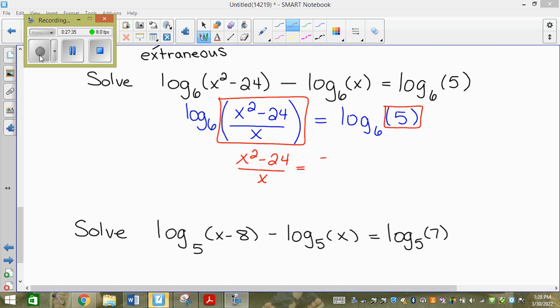And what do I do when I have one fraction equals another fraction? Starts with a C, rhymes with cross multiply. Ah, yes, cross multiply. Genius level. Big brains here. Okay, so we're going to multiply these bad boys, which is nothing. It just stays the same, and then these ones. So I'm going to get x squared minus 24 equals 5x.